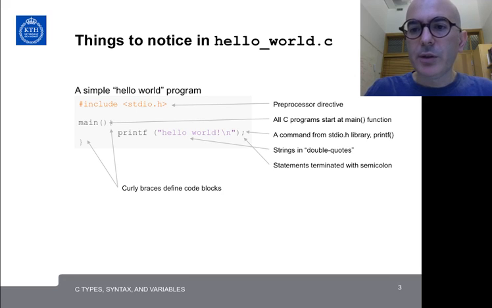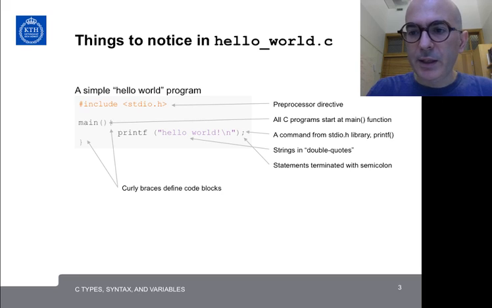A function is called by naming it, followed by a parenthesized list of arguments. So in this case, we call the function printf with the argument double quote hello world \n double quote. Printf is a library function that prints output, in this case, a string of characters between the quotes. A sequence of characters in double quotes like hello world is called a character string, or simply a string.